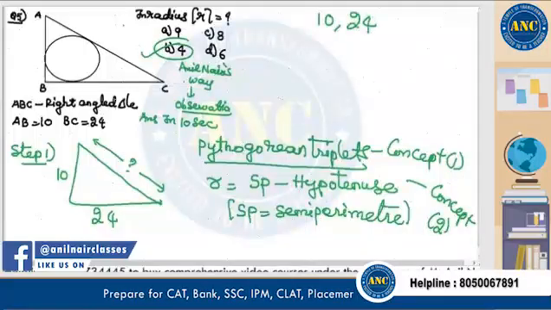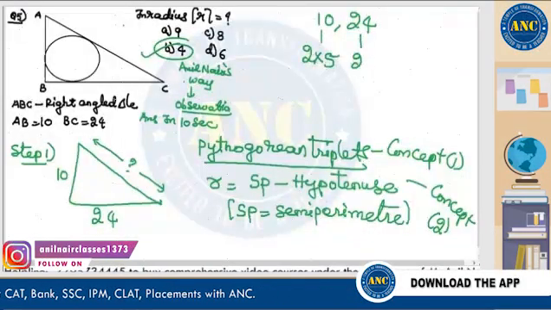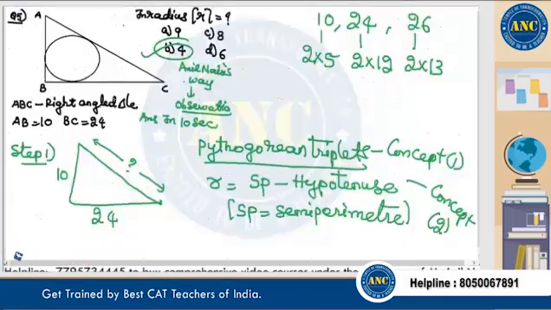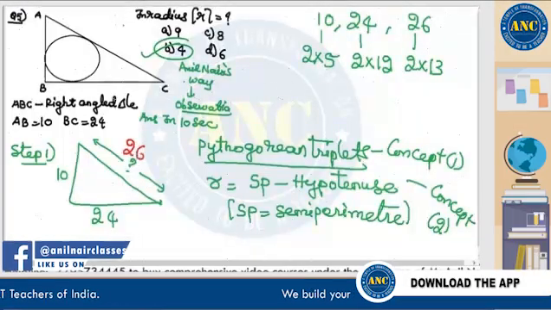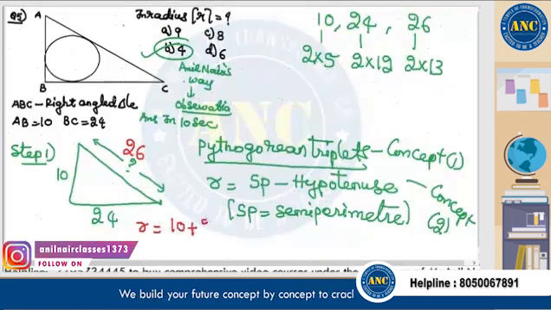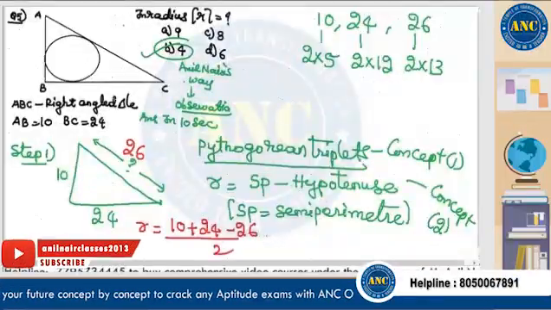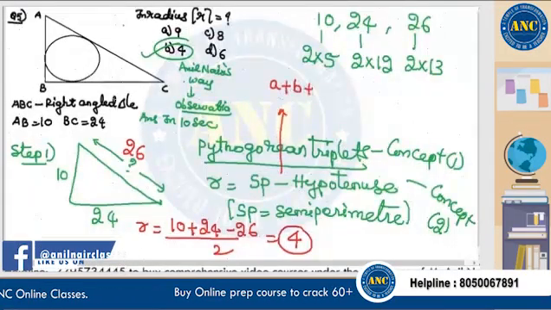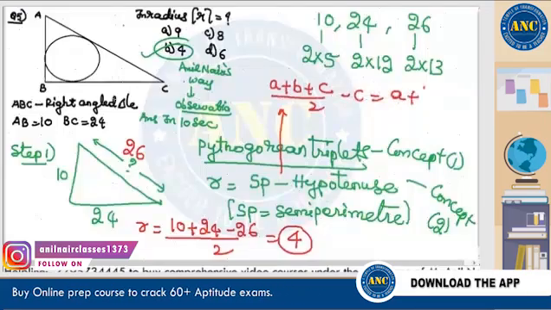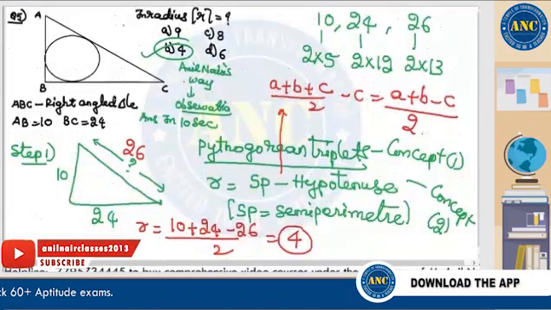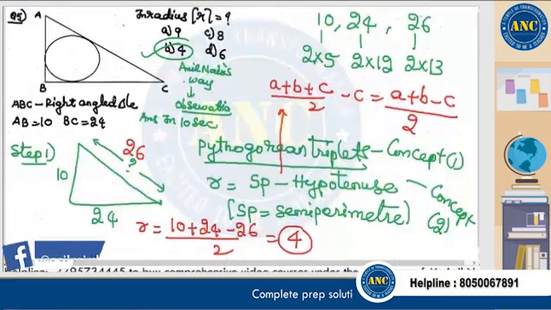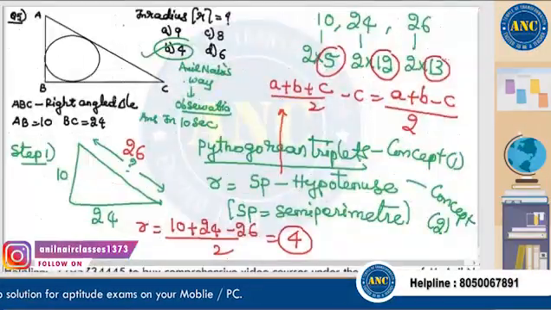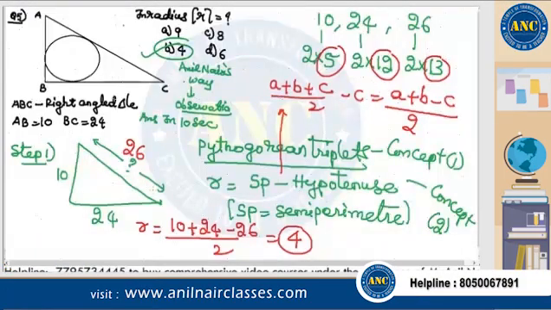First is 10, then 24. This will become 2 fives are 10, 2 twelves are 24, 2 thirteens are 26. So here the hypotenuse is 26. So inradius is semi-perimeter minus hypotenuse: 10 plus 24 minus 26 by 2, it is 4. Why 10 plus 24? Semi-perimeter is a plus b plus c by 2, minus c, which is a plus b minus c by 2. The Pythagorean triplet is a derived triplet of 5, 12, 13, which is 2 into 5, 2 into 12, 2 into 13: 10, 24, 26.